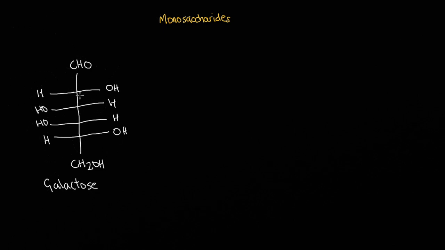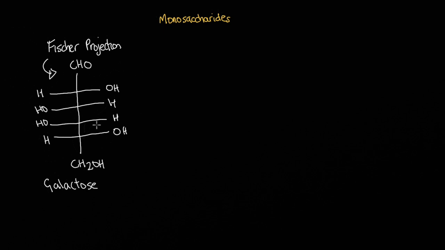Each of these intersections represents a chiral carbon. So just by looking at what we call a Fischer projection, so this is a Fischer projection, we can see that we have 1, 2, 3, 4 intersections, which each represent a chiral carbon. So galactose has 4 chiral carbon centers.